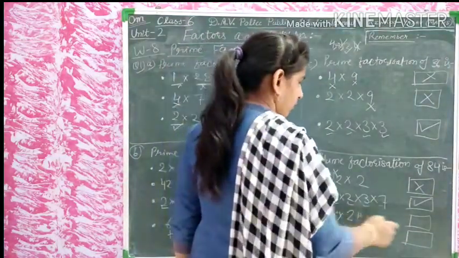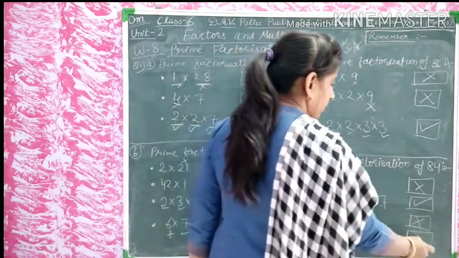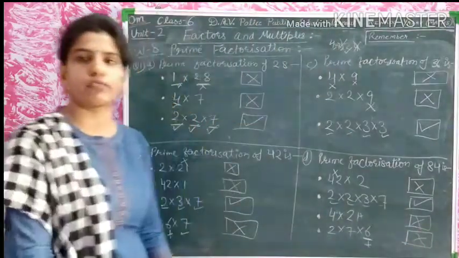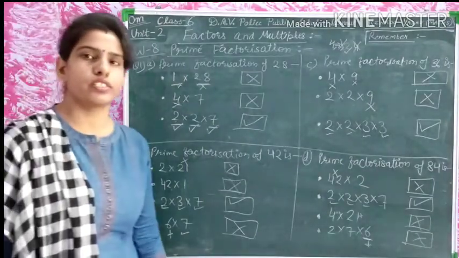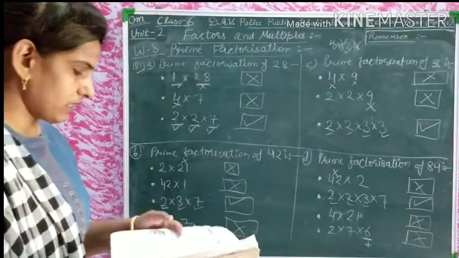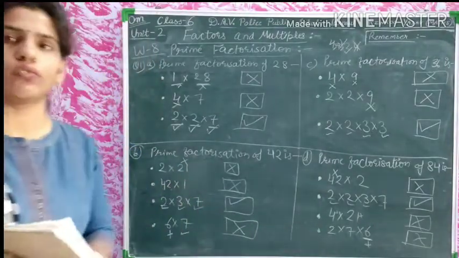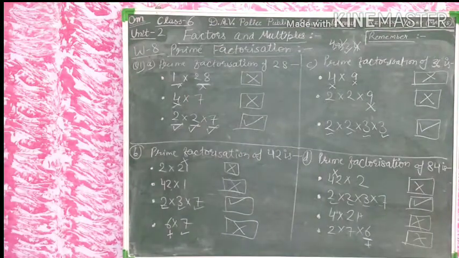21 and 4, not possible. 2, 7, 6, 6, not possible. It means not possible. This prime factorization, done, students. Now we will go to question number 2. In question number 2, it is asking that we state the answer in yes or no. In the yes or no, we have to answer here. Let's see there.